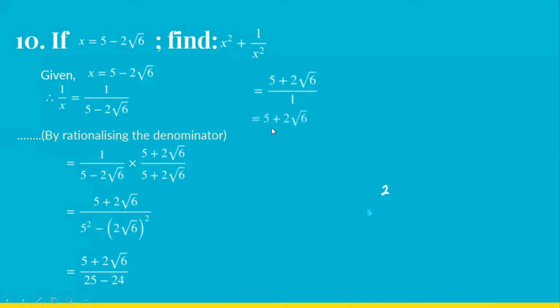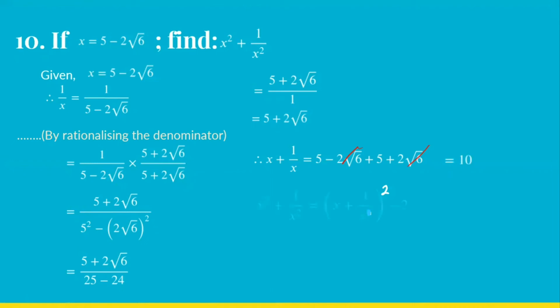Correct? Now let us find the value of x square plus 1 upon x square. First let us find the value of x plus 1 upon x, because you are asked to find the value of x square plus 1 upon x square. Then we will be doing the whole square. So x plus 1 upon x, x is 5 minus 2 root 6 and the value of 1 upon x is 5 plus 2 root 6. Let us add this. Minus 2 root 6 plus 2 root 6 becomes 0 over here, and 5 plus 5, you get the value of x plus 1 upon x as 10.